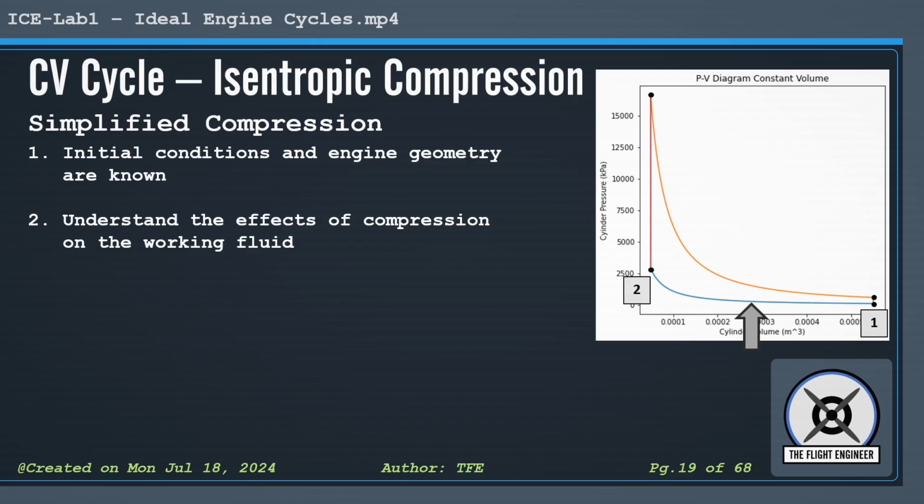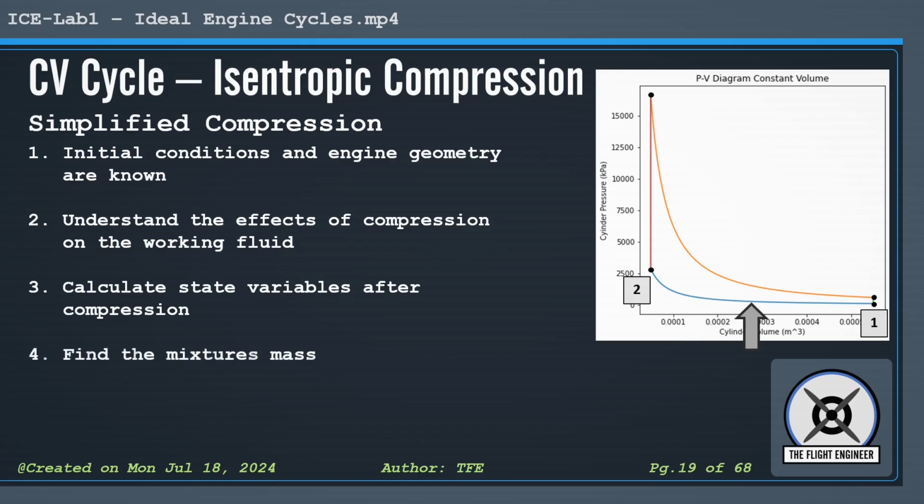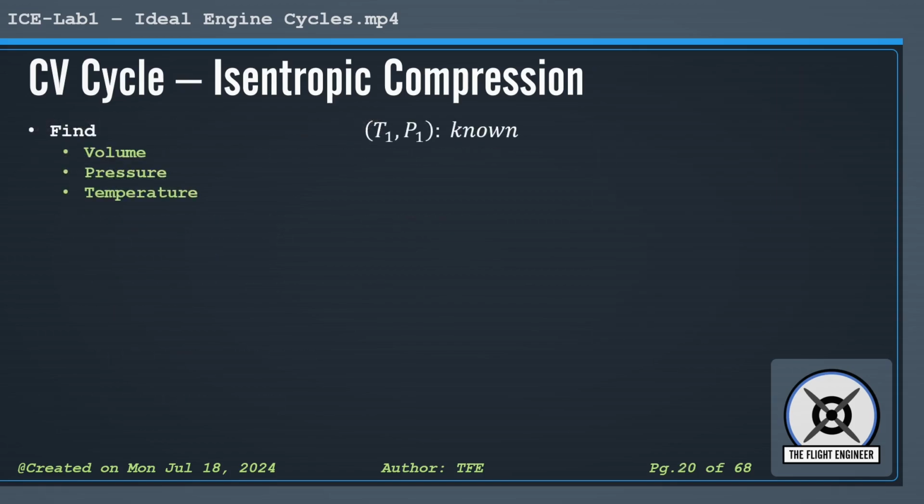For isentropic compression, we already know the engine's geometry and our initial conditions. Now, we want to understand what happens to the working fluid during compression. We'll calculate the change in the state variables from point 1 to point 2. Then we can find the mass of the air-fuel mixture as we'll need it for the next process, and we'll calculate the work done during compression. As we go through all this, I will flash some of the derived equations up on screen, but don't get bogged down in that. I'll just talk over the basic concepts.